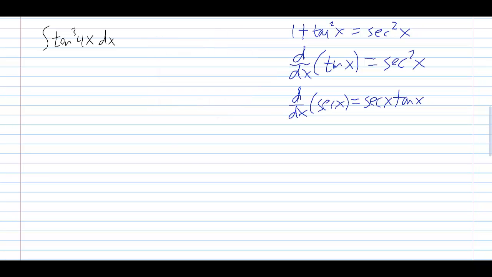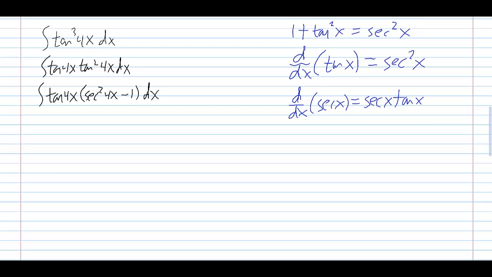So now I come back and I see this tangent cubed 4x. The first thing that pops into my head is let's rewrite this beastie as just a tangent 4x times a tangent squared 4x. And sure enough, I see that tangent squared. I have a Pythagorean identity that's going to tell me how to rewrite that tangent squared. I'm going to rewrite it as secant squared minus 1. So let me rewrite this integral as tangent 4x times secant squared 4x minus 1.